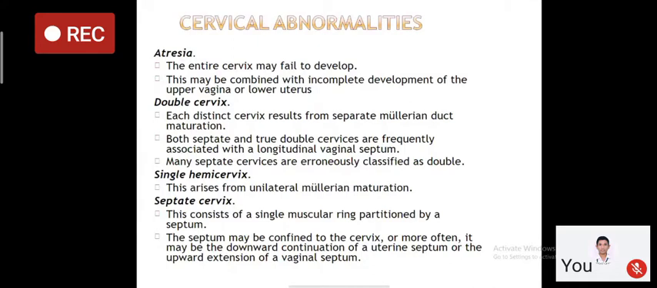So, what is single hemicervix? This arises from unilateral Mullerian maturation. There is no maturation of the opposite side of the Mullerian duct that leads to hemicervix.